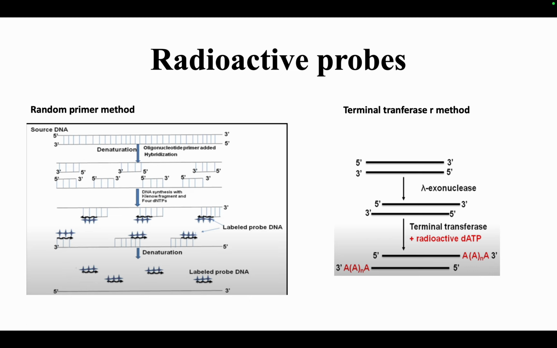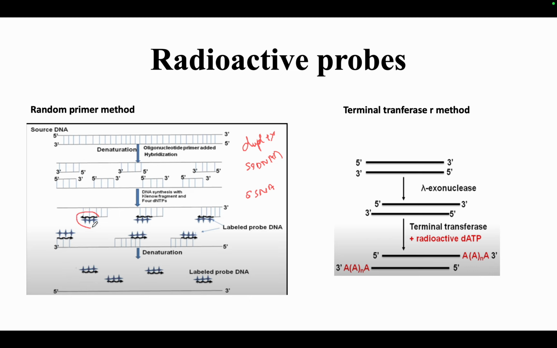The probes could be of different types. They could be fluorescently labeled, or radioactively labeled, and we have different methods to generate probes. We have the random primer method, where we have a source DNA and we denature that DNA to get single stranded DNA. Denaturation means from double stranded we get single stranded DNA, just like here we have a duplex DNA and here we'll get single stranded DNA.